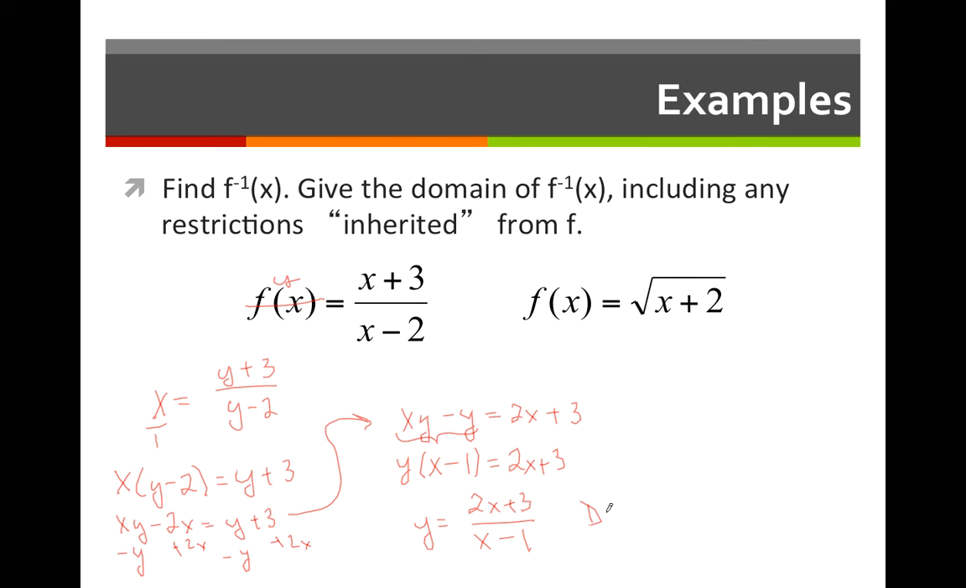The domain of this inverse is x cannot be 1, and therefore it's negative infinity to 1, union 1 to infinity. But we have to pay attention here. x could not be 2 in the first place, so we have to limit that. We say x can't be 2 either from the original function.